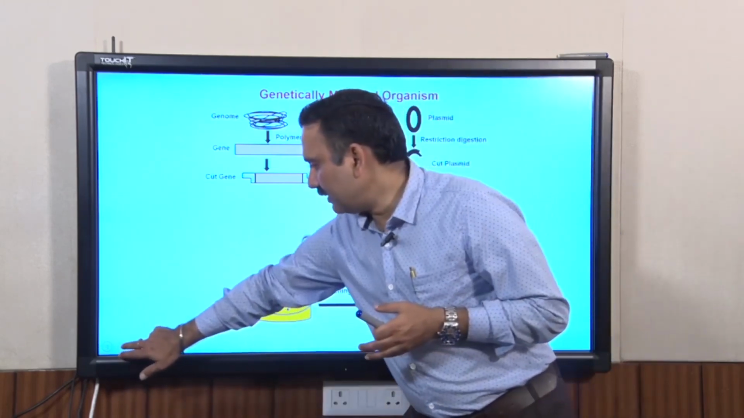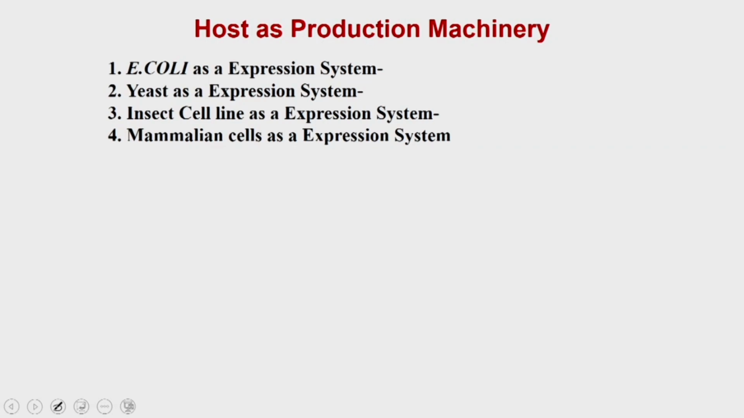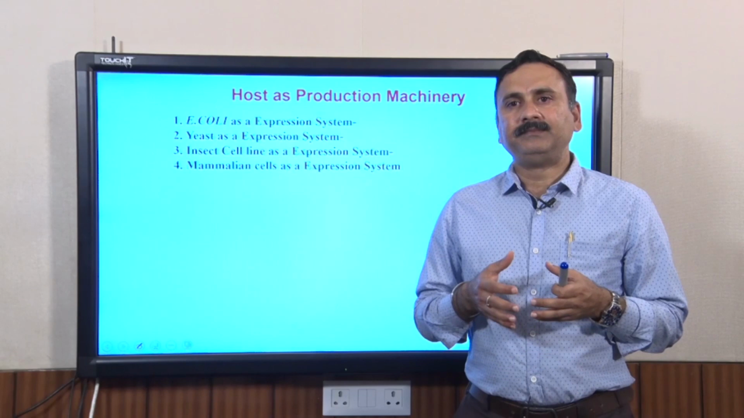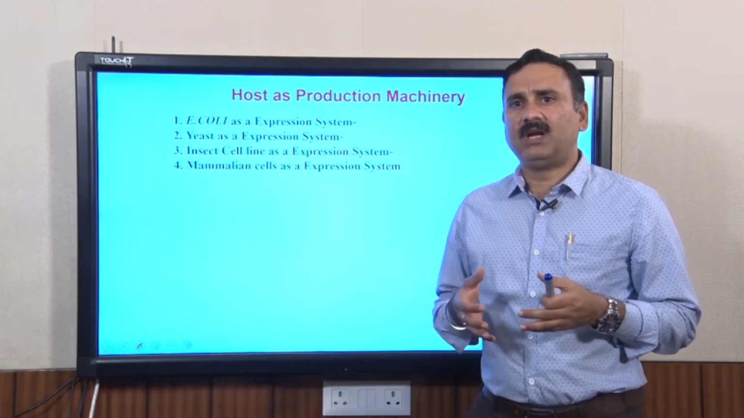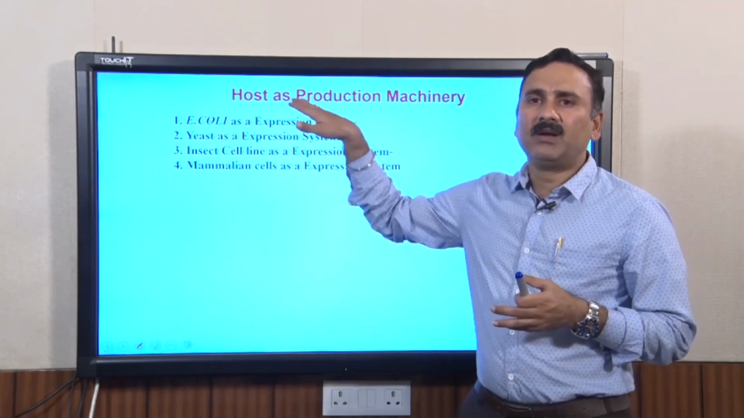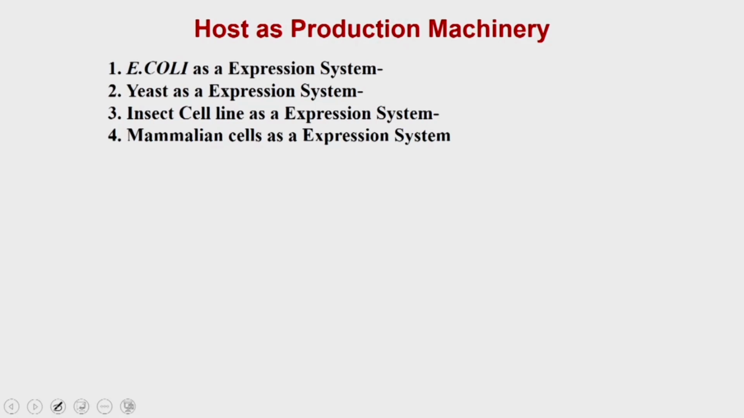and in this discussion so far we have discussed about the E. coli as an expression system, and in today's lecture we are going to discuss about the remaining expression system such as yeast as an expression system, insect cell line as an expression system, and lastly we are going to discuss about the mammalian cells as an expression system.